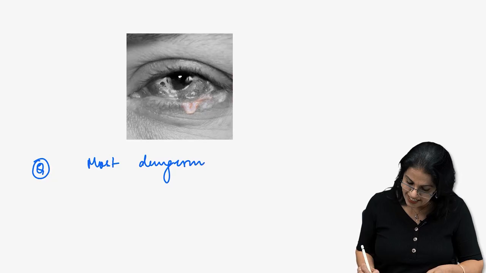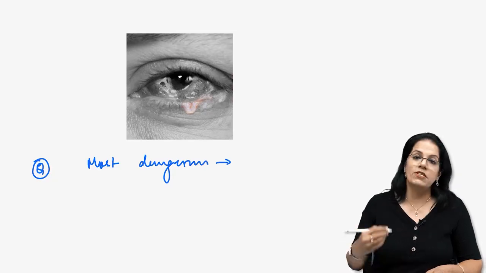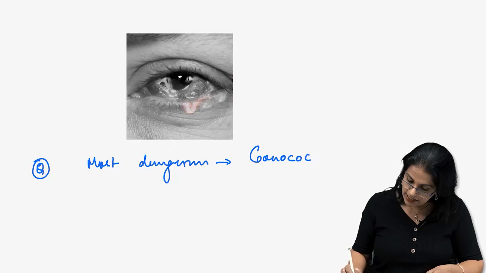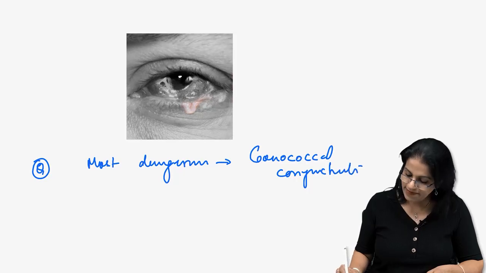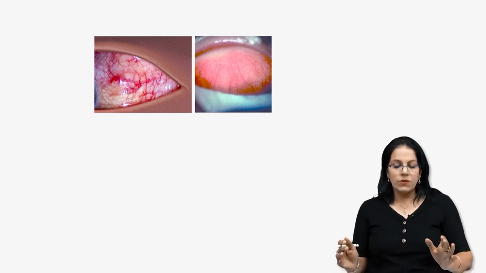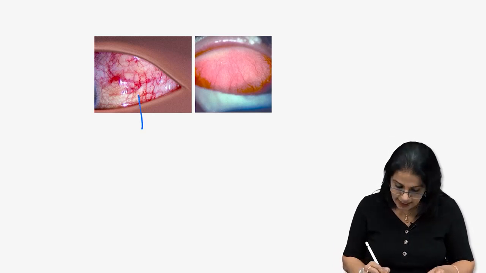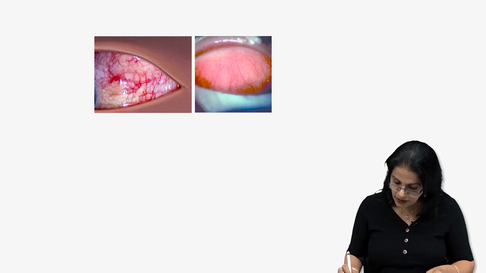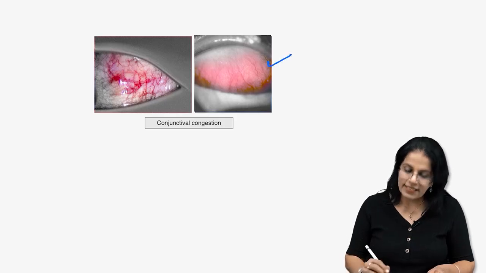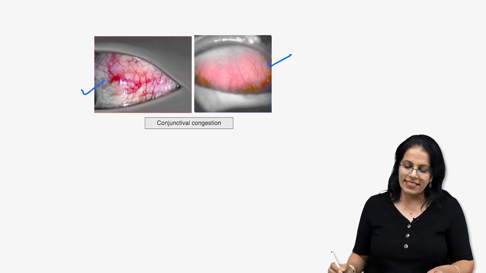Why? Because in children, especially in small children, in ophthalmia neonatorum, the most dangerous is gonococcal conjunctivitis, as it can involve the cornea, right? Okay. So, here again you are seeing this is your conjunctival congestion. I think now it is very clear to you all. Here you are seeing it on the palpebral conjunctiva and this one is on the bulbar conjunctiva.